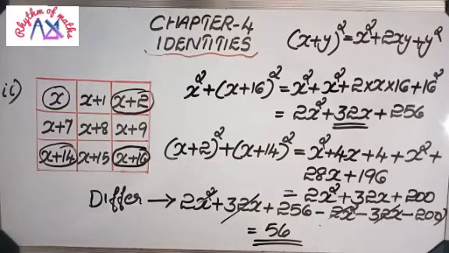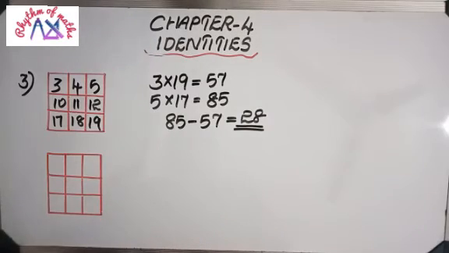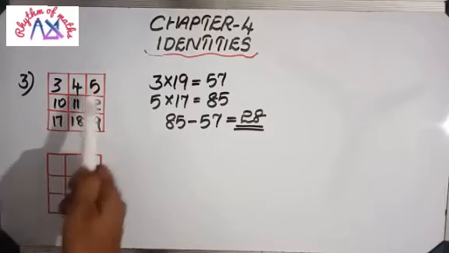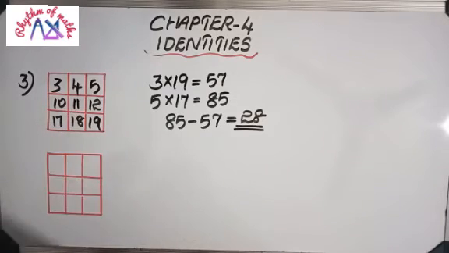So this is the second sub question. Okay, so the second question is also over. Last question, that is question number 3. Here also a square is already given in the question. Square of three numbers: 3, 4, 5, 10, 11, 12, 17, 18, 19. These are the numbers given in the question.